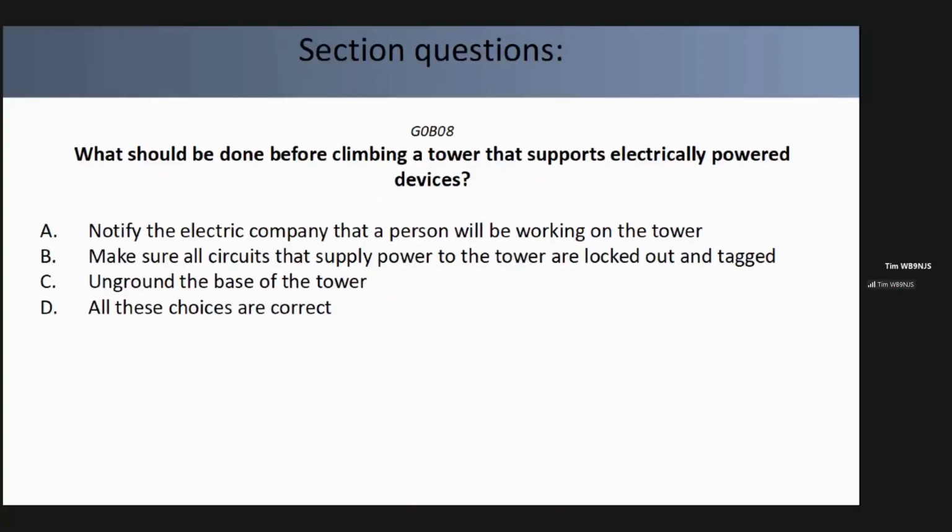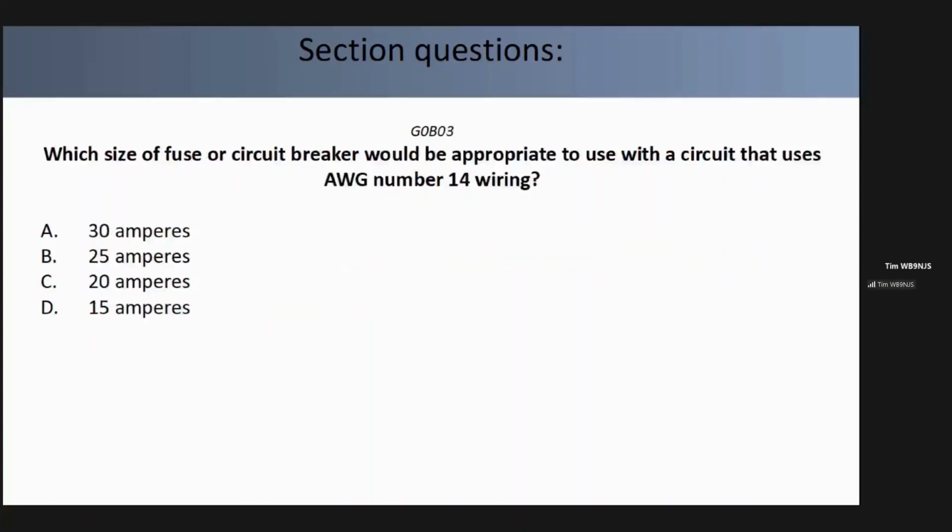I think we just talked about this. What should be done before climbing a tower that supports electrically powered devices? Notify the electric company? Nah. Unground the tower? No. Make sure all circuits that supply power to the tower are locked out and tagged. Okay, so if there are electrically powered devices on the tower, make sure the power is shut off, locked out, and tagged.